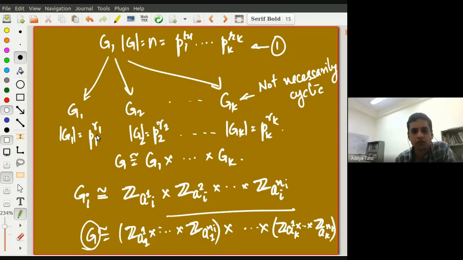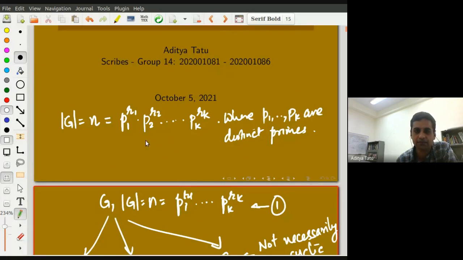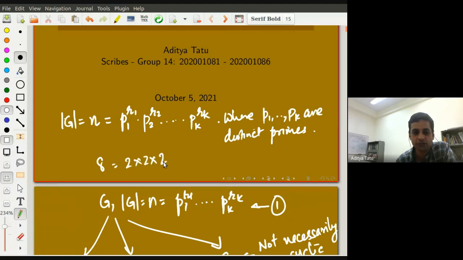No, but see, what I have written here is P1 to Pk, where P1 to Pk are distinct primes. So if n is 8, I am not talking of P1 being 2, P2 being 2, and P3 being 2. No, that's not what I mean. 8 is 2 to the power 3. That is what I mean. Yes, sir.